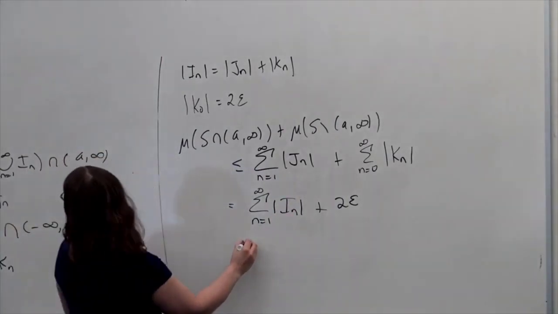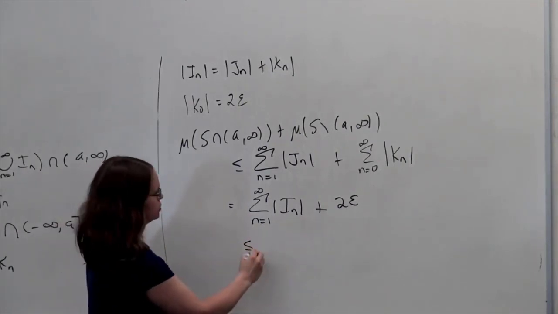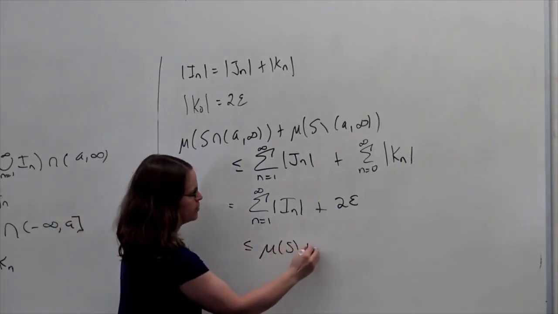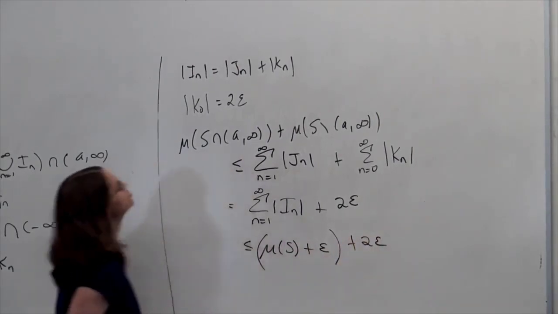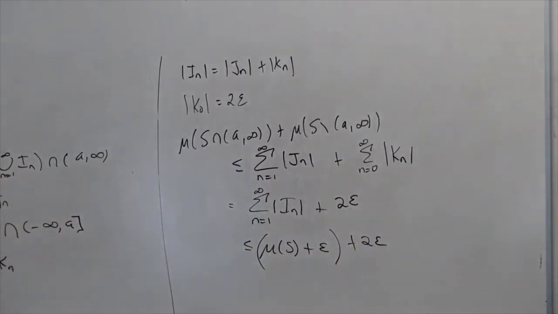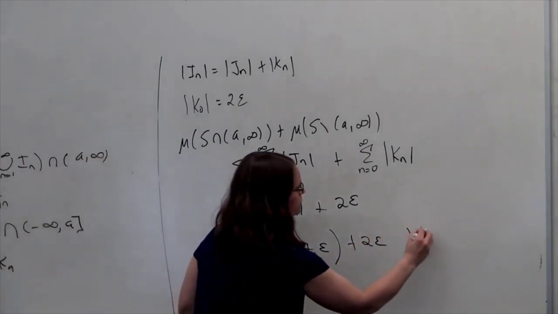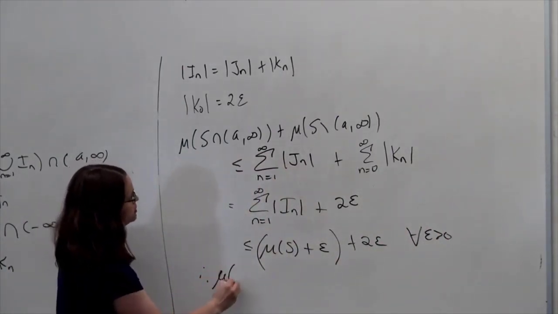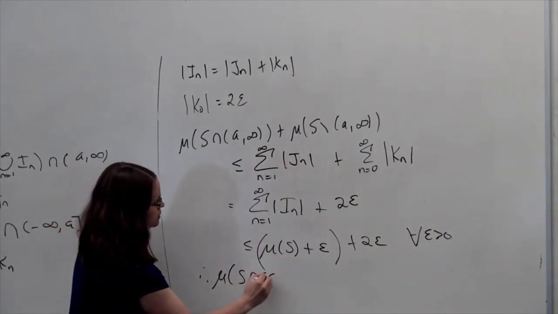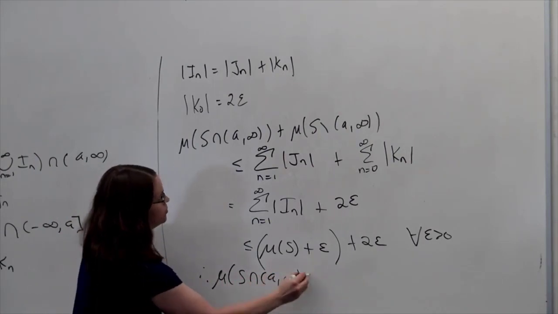So what we know before is that this is less than or equal to the measure of S plus epsilon plus another 2 epsilon here. And that's what we need, right? This holds for all epsilon greater than 0. So we can say, great, therefore, indeed, we actually have equality here.